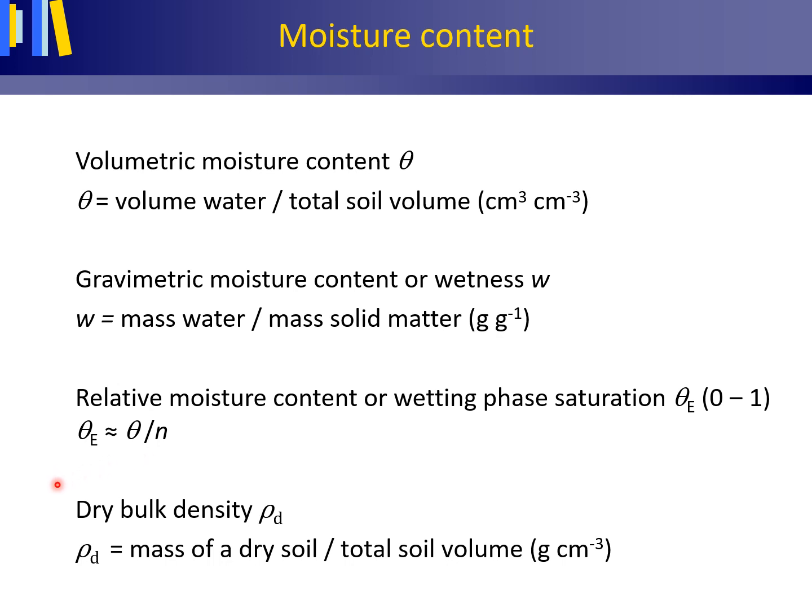Finally, a much used soil physical characteristic in soil water hydrology is the soil bulk density, or dry bulk density, rho D, which is defined as the mass of a dry soil divided by the total soil volume, in gram per cubic centimeter.